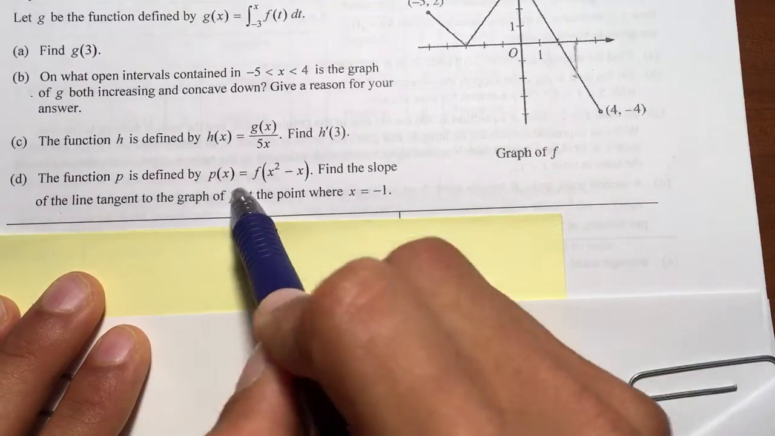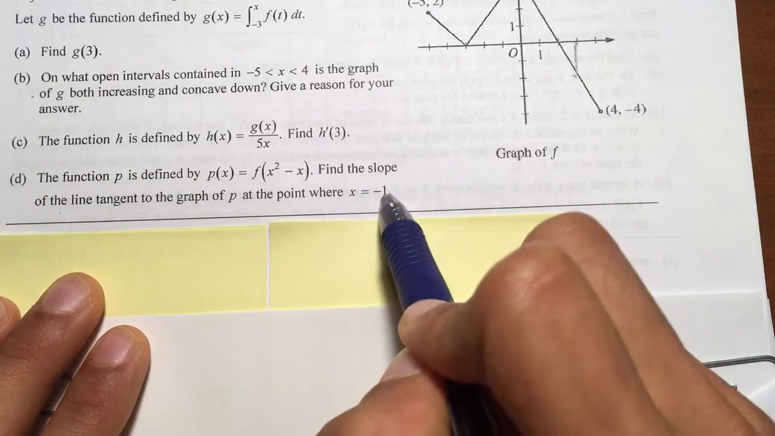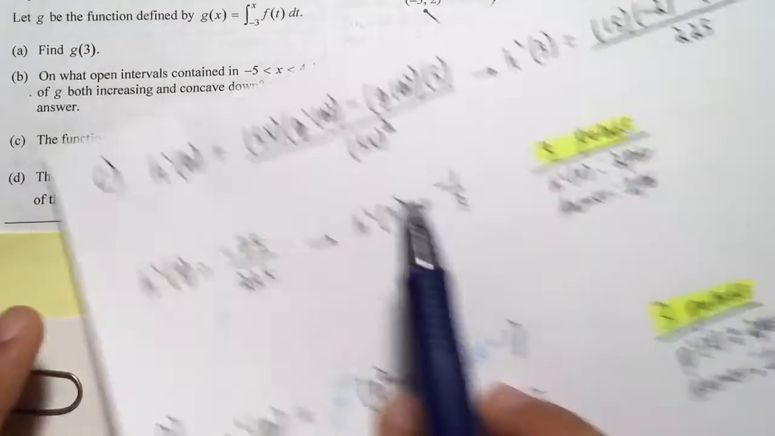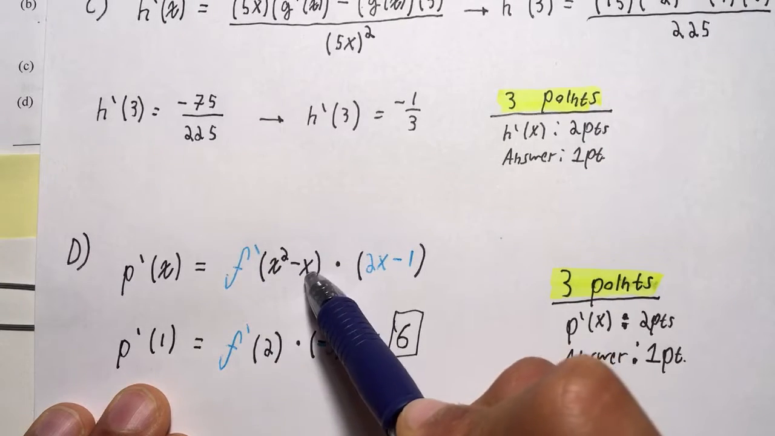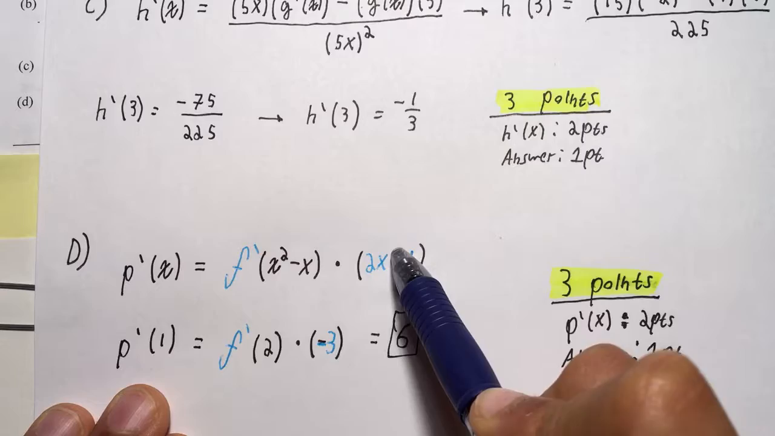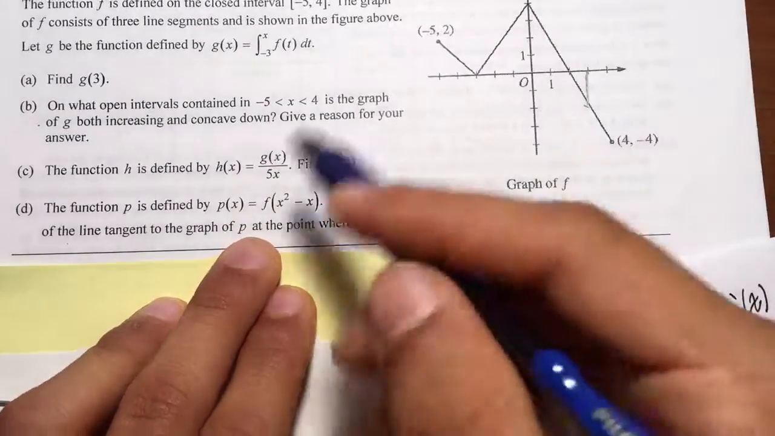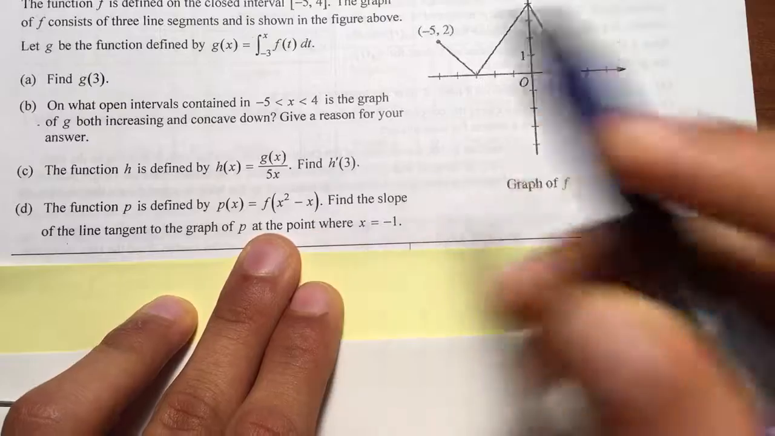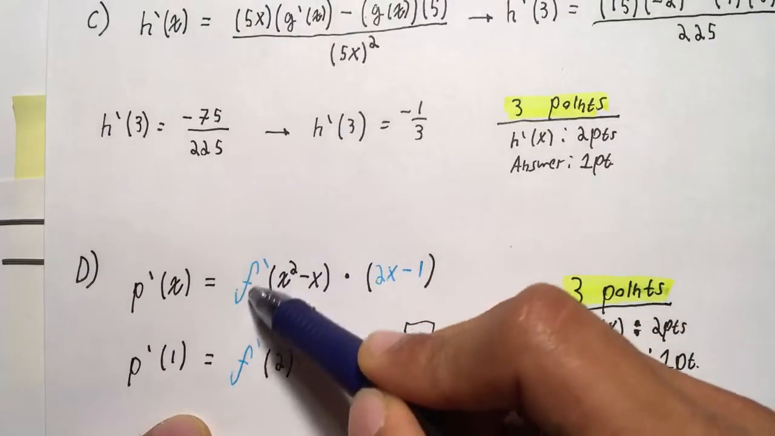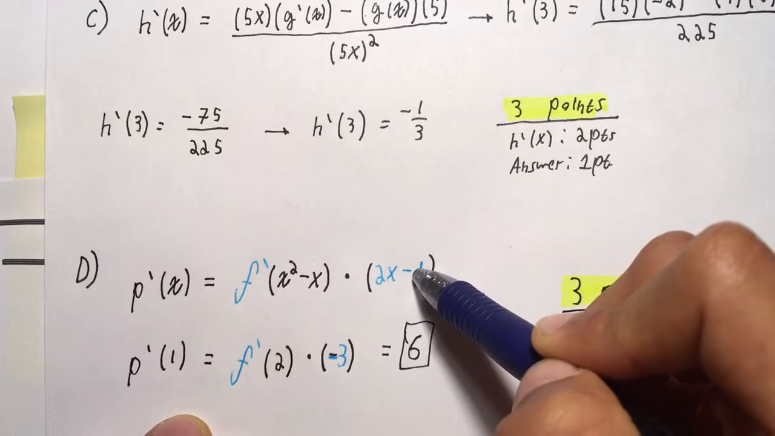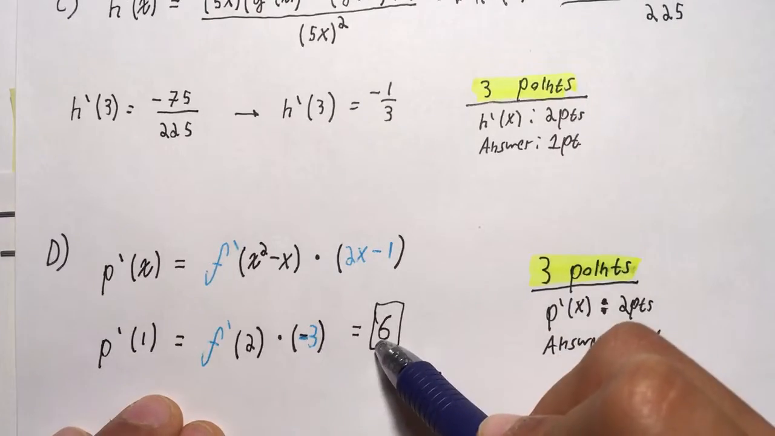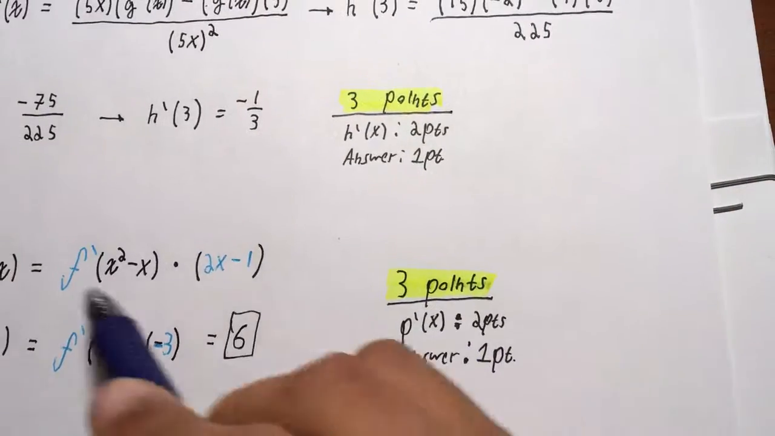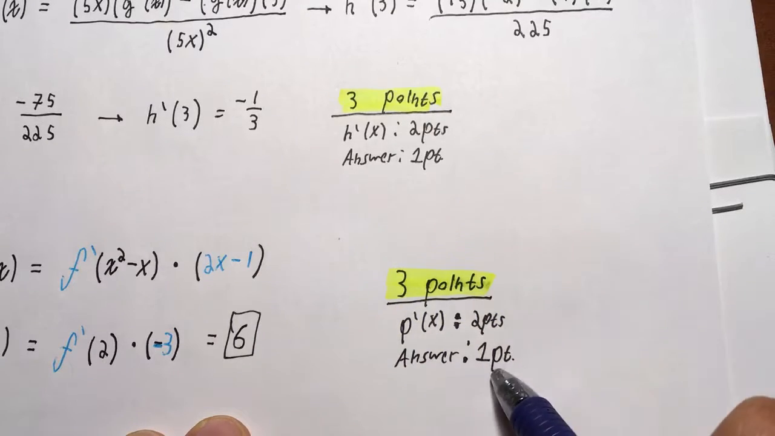Part D, finally, it's asking us to find the derivative, or the slope of the tangent at this point, x equals -1. You should know automatically this is going to be a chain rule. So it's going to be the derivative of the outside, keep the inside the same, times the derivative of the inside. A lot of students will make the mistake of just taking the derivative of the outside, but they forget to multiply by this inside. It's simply take the derivative of the outside and then multiply by the inside. You plug in 1 here for both here and here, and finally get 6. Again, most of your points will come in for this equation here, 2 points, and only a point for the actual answer.